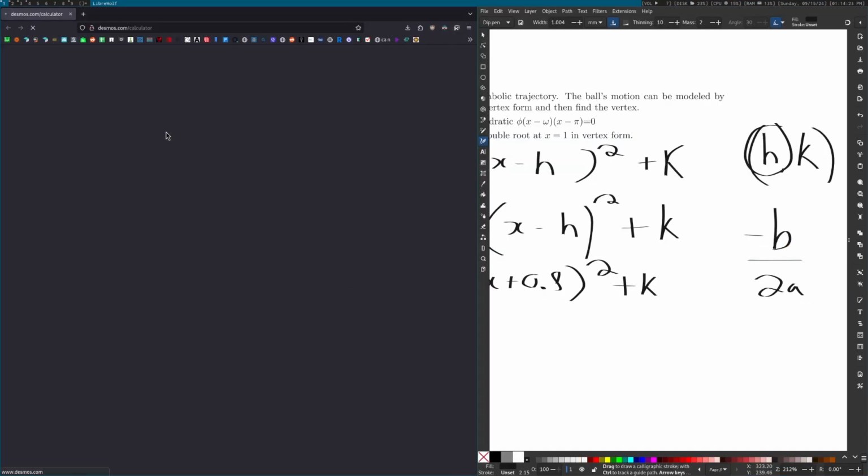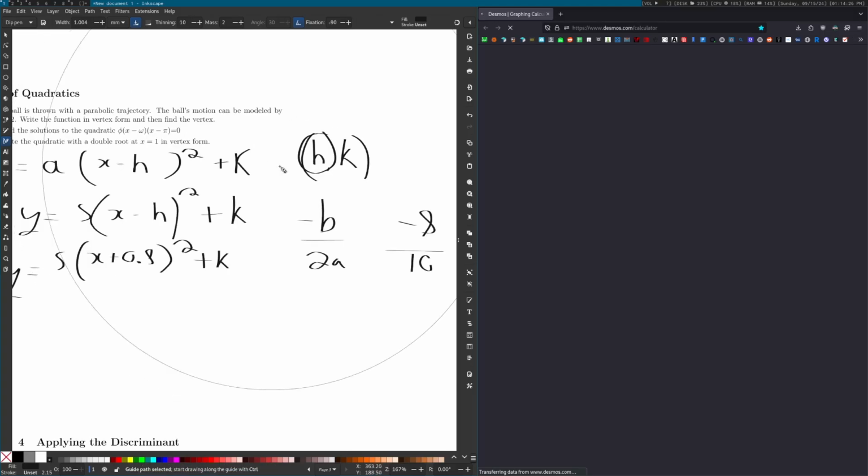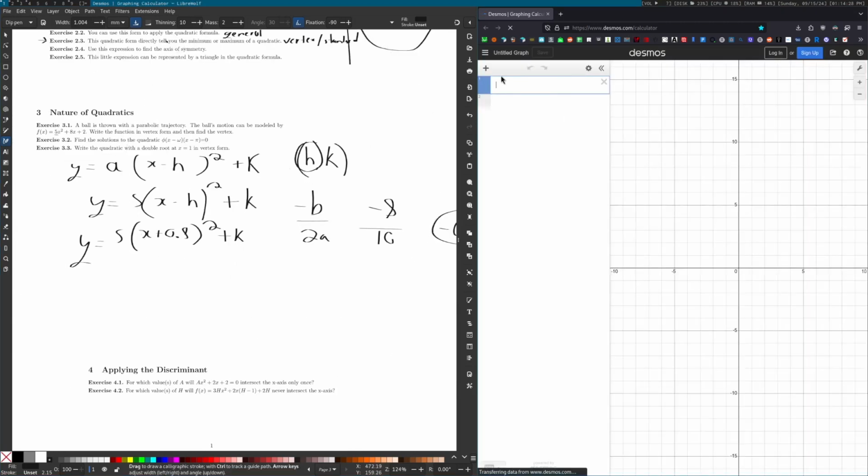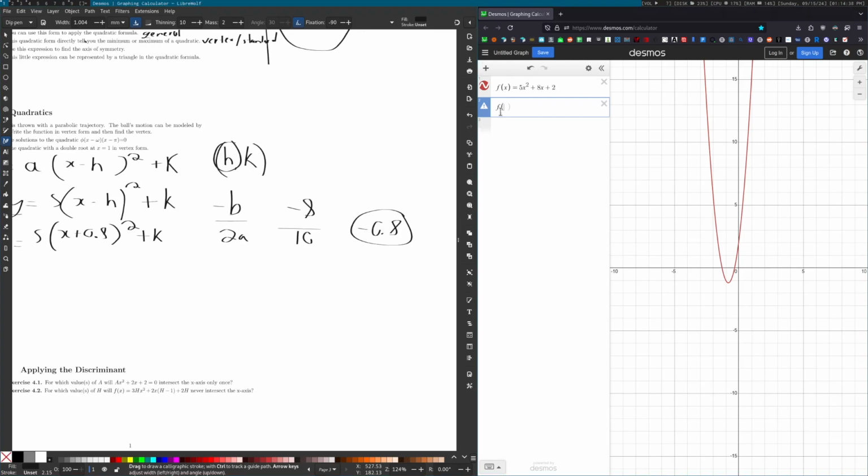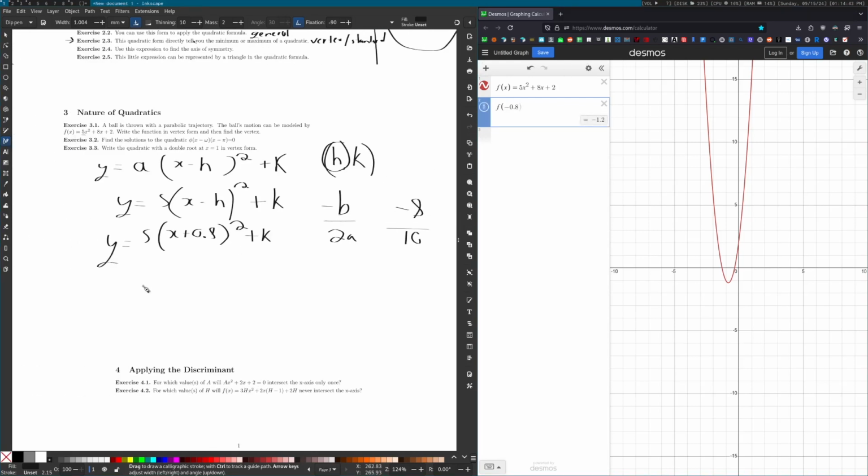So let me get a calculator real quick for that. And these websites are unusually slow today. Okay, so let's say f of x is equal to 5x squared plus 8x plus 2. We're going to plug in f of negative 0.8. Okay, so negative 1.2. So 5 times (x plus 0.8) squared minus 1.2. This is the vertex form.